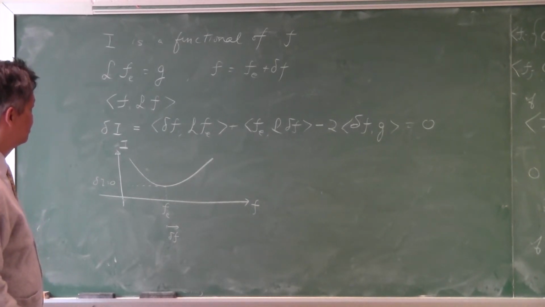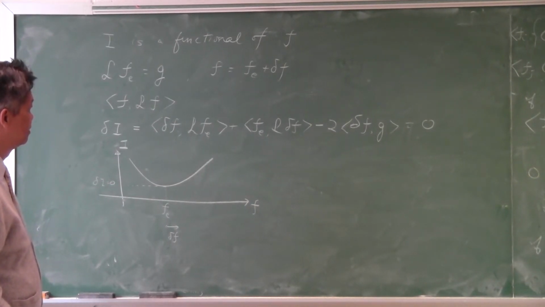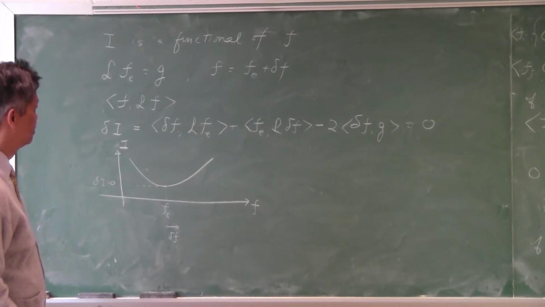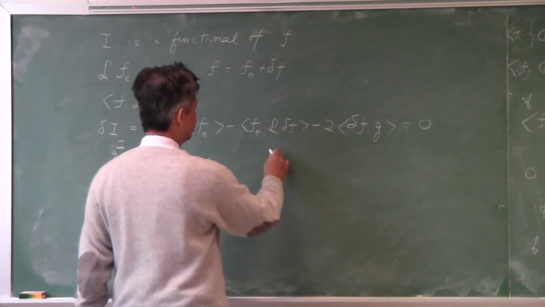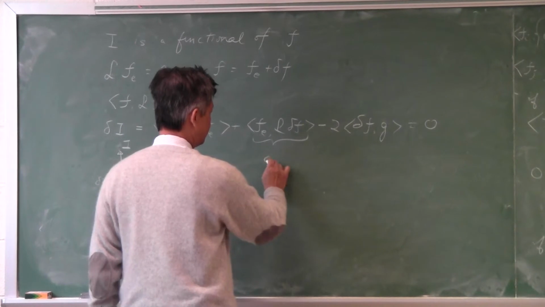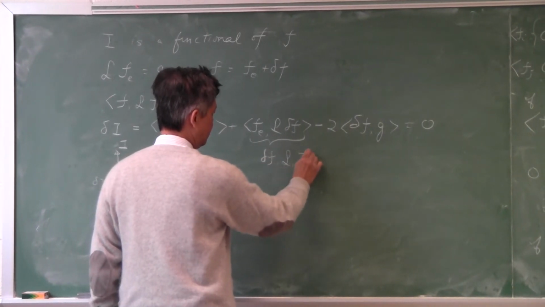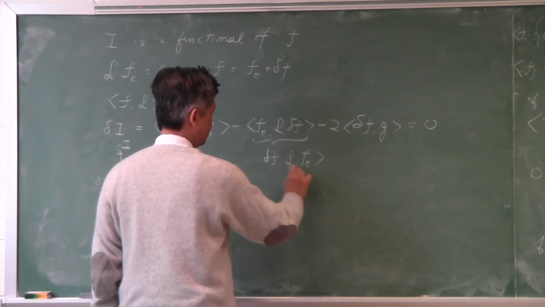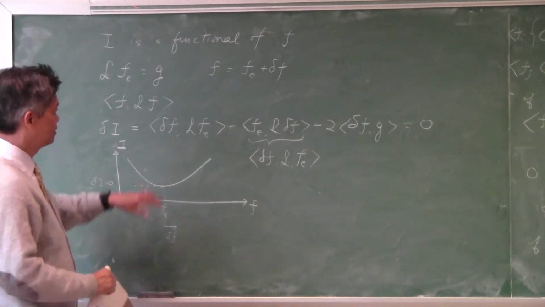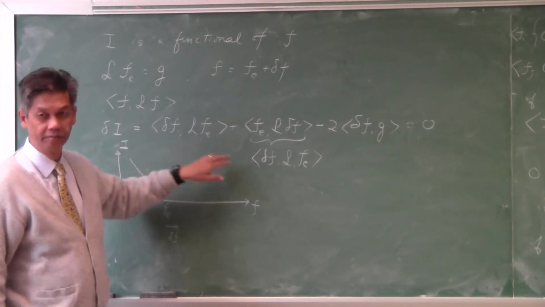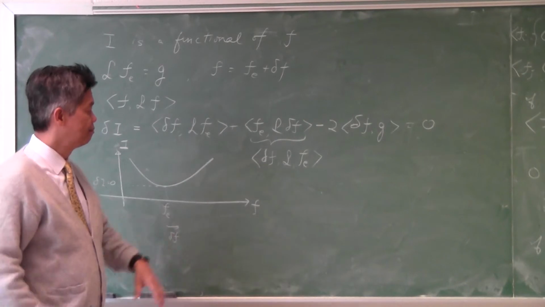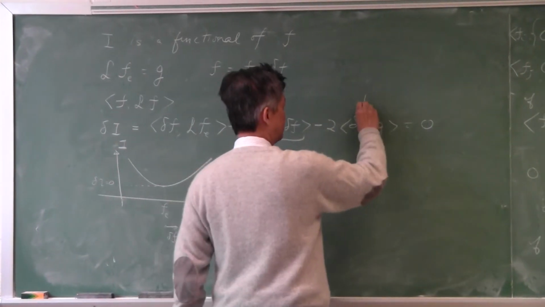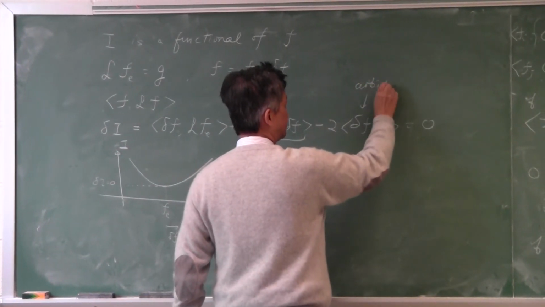And if you look at this equation then, if L is symmetric, then this can also be written as delta f L f e. Okay, so this term can be lumped up with this term together. But delta f is arbitrary. It's an arbitrary vector.